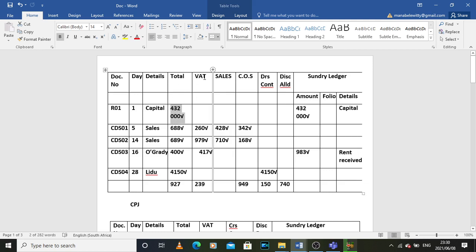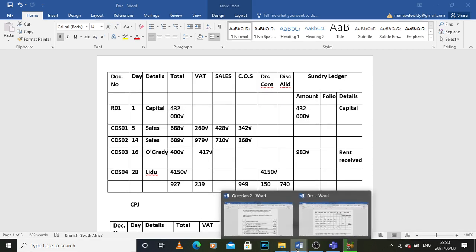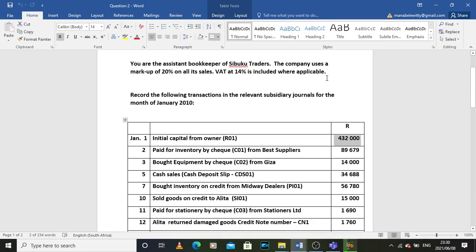If you can check, there's no VAT here. The amount goes straight to the amount column and then capital, because when the owner is depositing, you can't charge yourself VAT while you're depositing to the business. You have to deposit in order to start a business. That's why they're saying VAT is included, and then they indicated where applicable. So in this transaction, VAT is not included because it's not applicable.